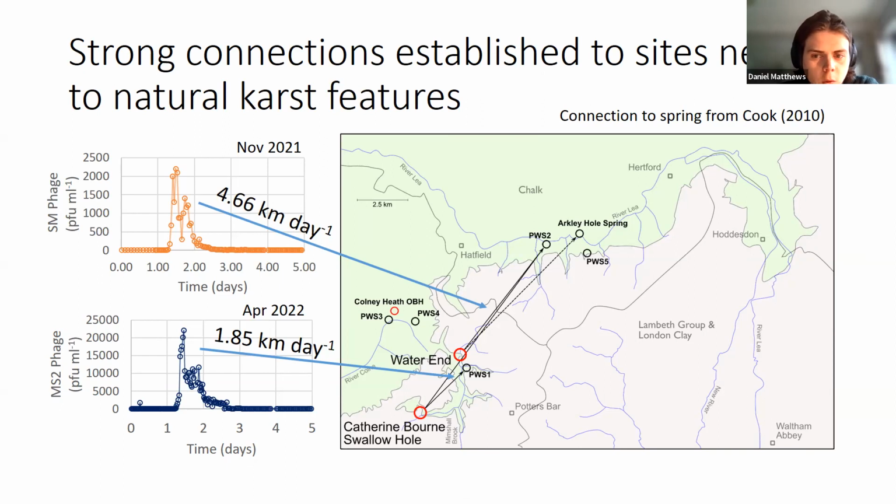Okay, and site 4 does actually have a turbidity response following rainfall, suggesting that a surface link does exist, but just maybe not from these swallow holes. And there are lots of swallow holes in this area. Maybe it's connected to ones that lie slightly further to the west. Okay.